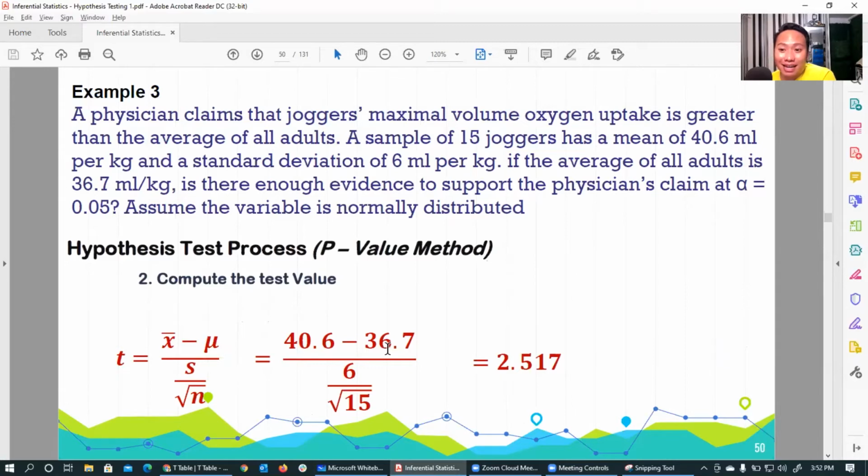Step 2, the p-value method states, is solving for the test statistic, and you just have to substitute the values. By the way, the reason it's a t-test, even though the standard deviation is not telling us if it's population or sample, is the second sentence: a sample of 15 joggers has a mean of 40.6 and a standard deviation of 6. This standard deviation of 6 comes from the sample of 15 joggers. That's why we use the t-test.